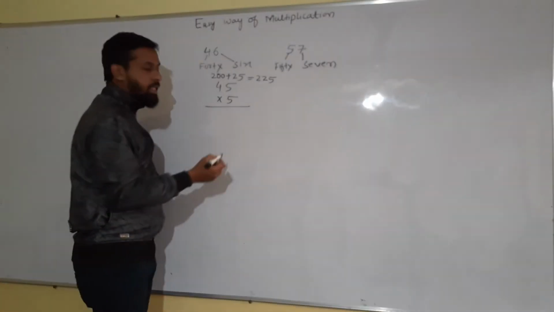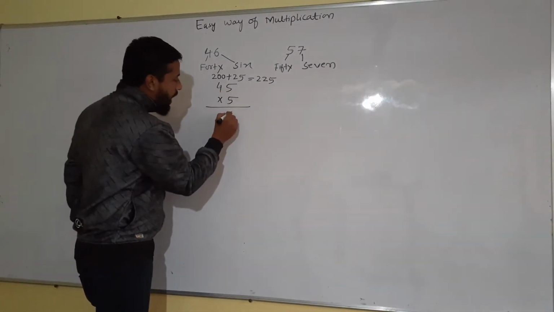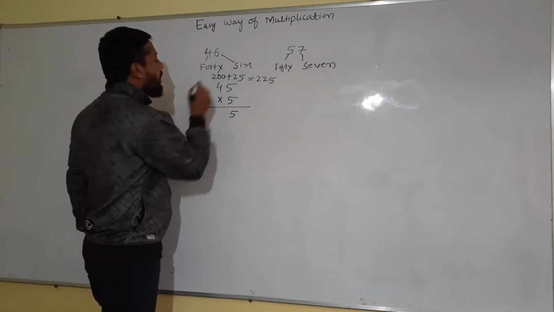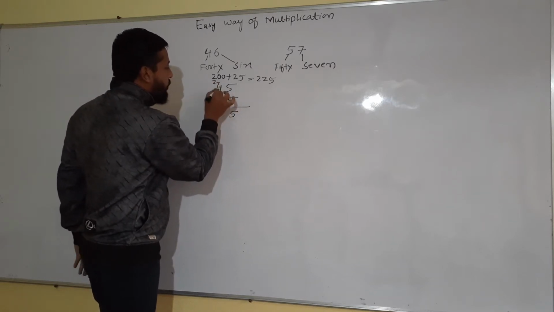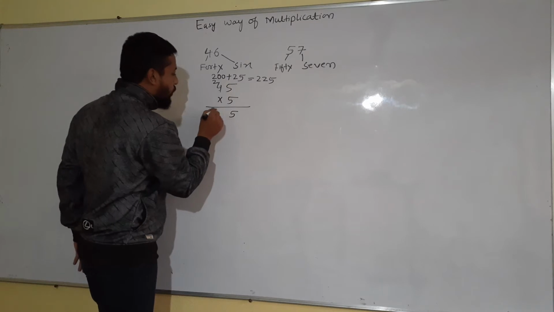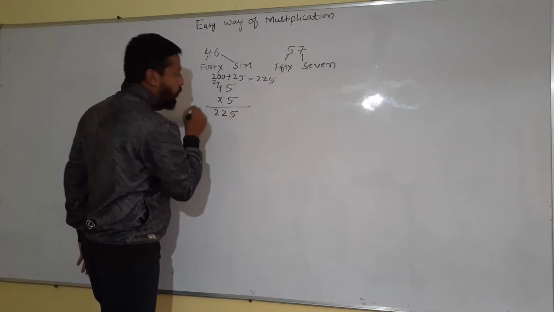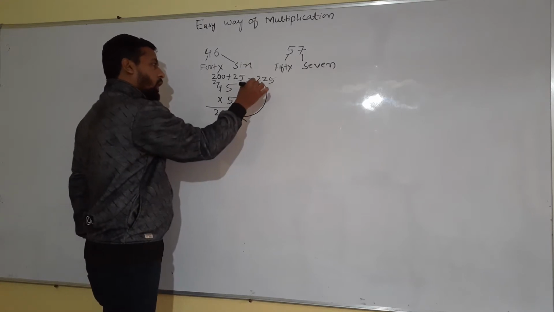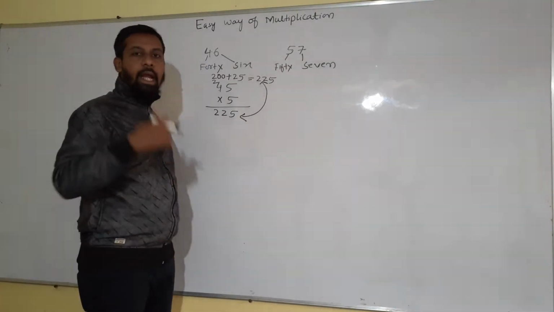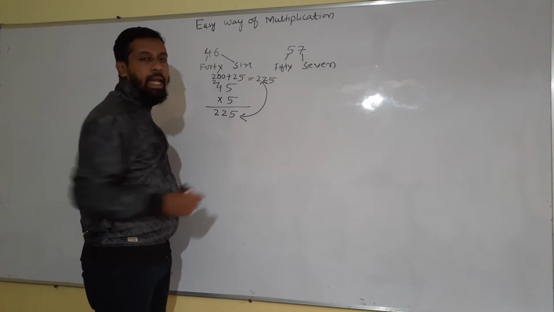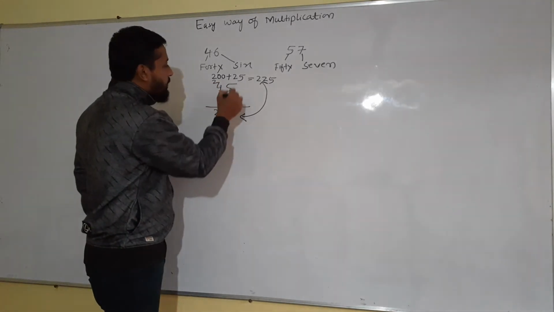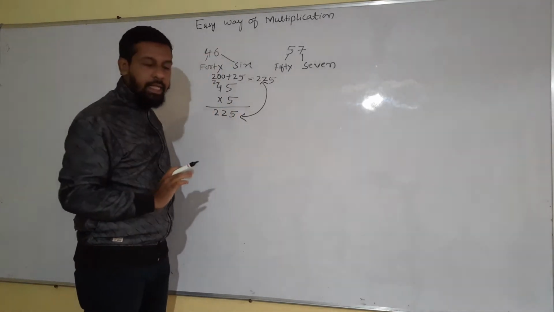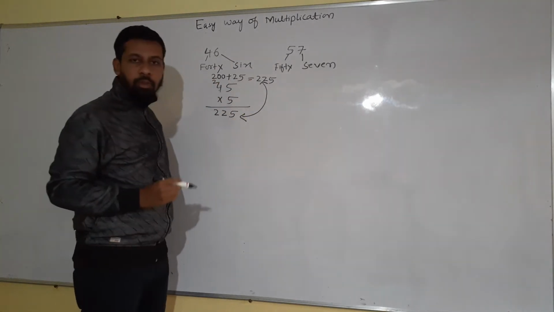See, you will get the same answer. 5 5s are 25, 5 and remaining 2. 5 4s are 20, 20 plus 2, 22. Both answers are the same. Especially those who are in 8th, 9th, 10th standard, no need to multiply like this. If you find something like this, you can directly tell the answer by doing it like this.